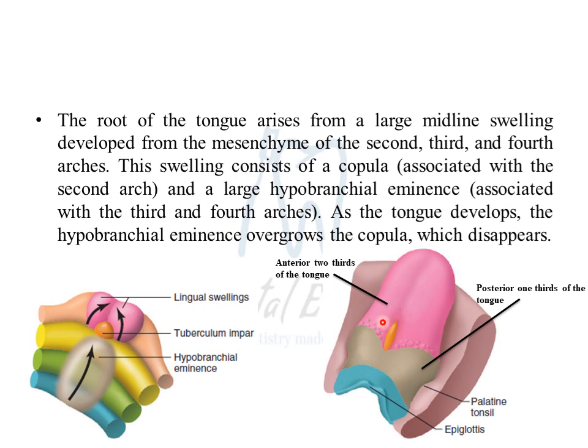So you can see the anterior two-thirds is basically formed by the lingual swelling. The pinkish color represents the lingual swelling portion, and this midline orangish color portion represents the tuberculum impar, whereas the posterior one-third of the tongue is majorly formed by the hypobranchial eminence and a very small copula as well, but that is not making much contribution.